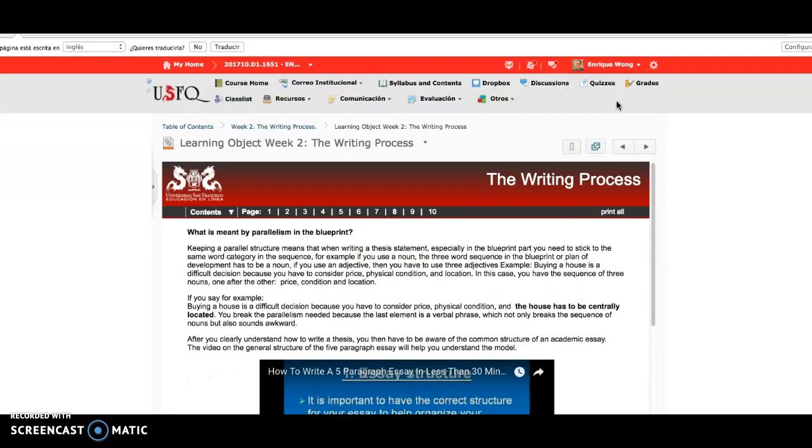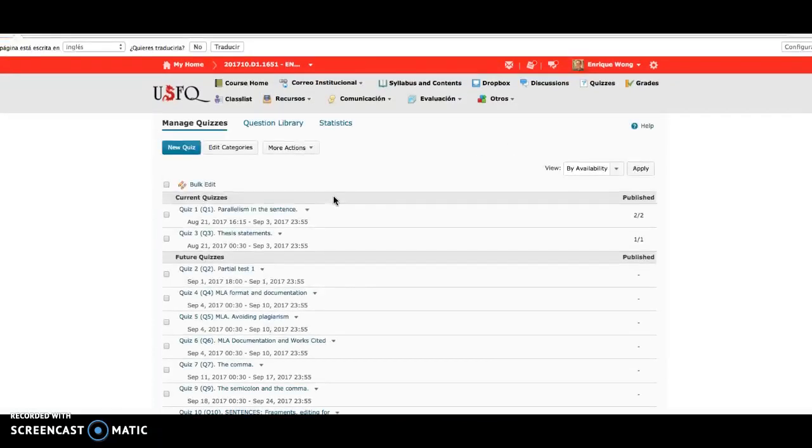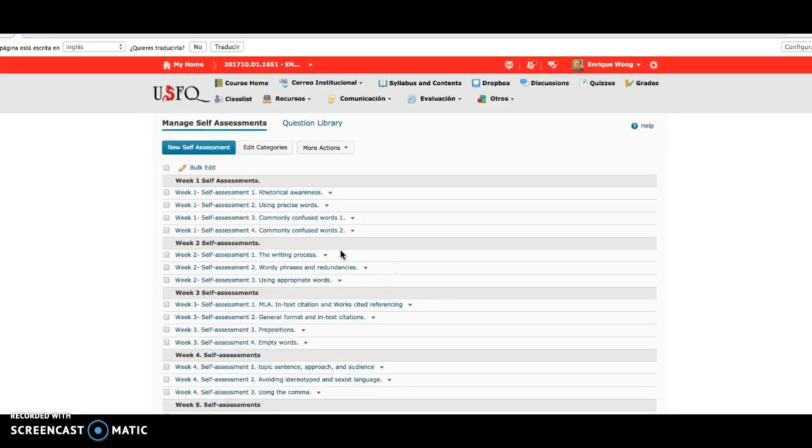Once you have studied all this, it is time to come here and do the exercises, parallelism in the sentence and the thesis statement. If you do all this, you're going to be ready for the test on Friday. Additionally, once you finish studying the topic, I repeat, the learning object and also the contents of the book by Andrea Lunsford, you come over here and do the self-assessments of the week. In the second week, you have self-assessments about the writing process, word phrases and redundancies, and using appropriate words. So this is all for the first partial test.